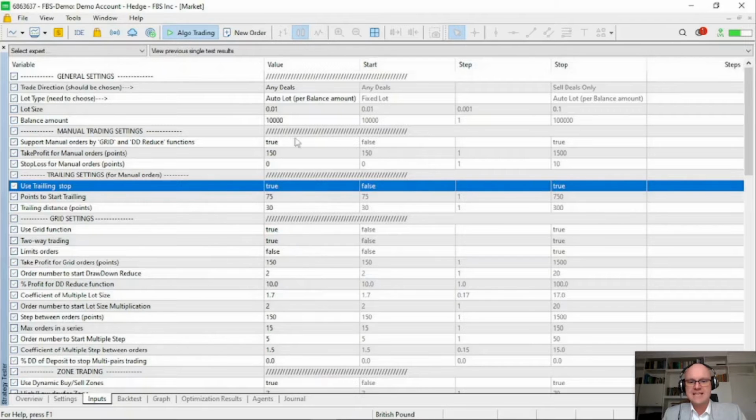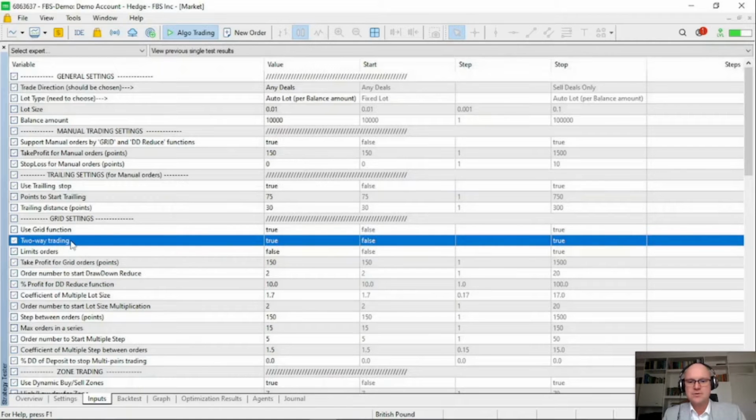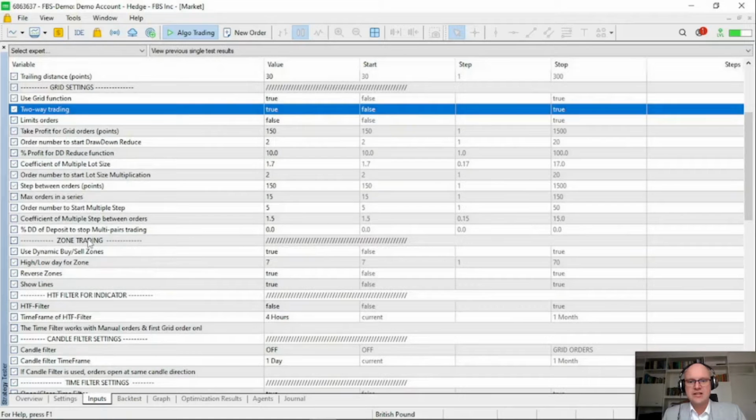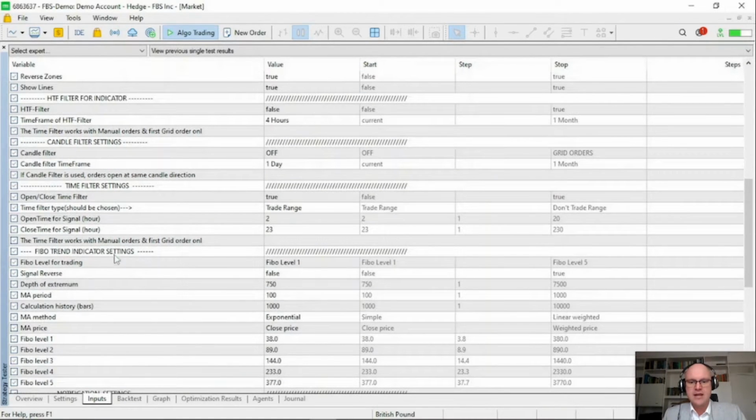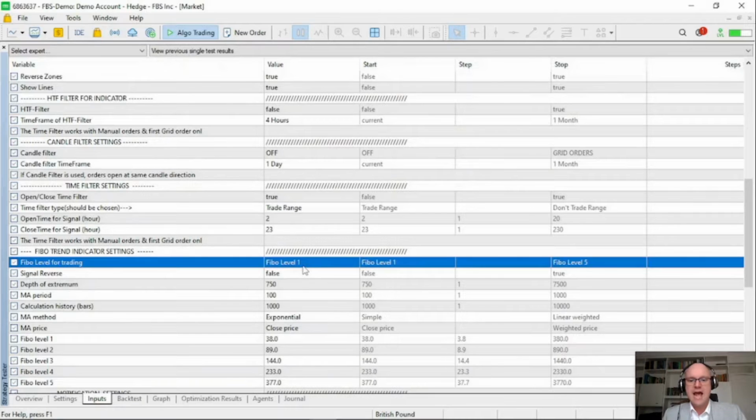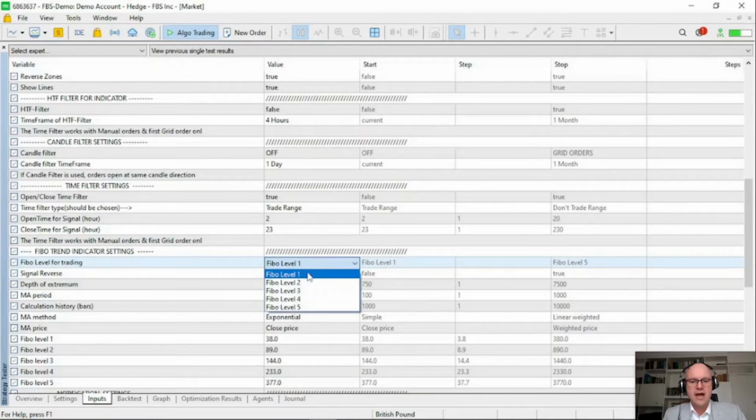So I'm going to reset everything to default so that we can take a look at the visual mode and what the expert advisor is going to do. One of the first things that I notice under grid settings is that it is going to be trading in both directions and using only the first out of the 5 Fibo levels.